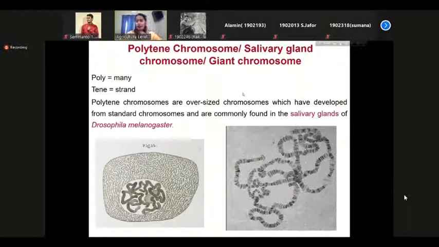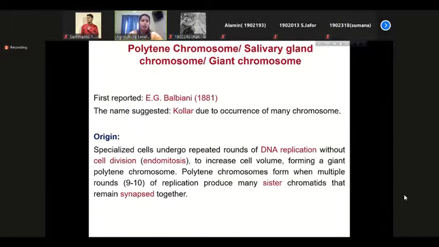It is found in the salivary gland of Drosophila melanogaster, that means the fruit fly. That's why it is also called salivary gland chromosome. And sometimes it's called giant chromosome because it is a big structure. It was first reported by Balbiani in 1881, and the name was given by Kollar due to the occurrence of many chromatids. Origin: specialized cells undergo repeated rounds of DNA replication without cell division. It's also called endomitosis. This increases the cell volume, forming a giant polytene chromosome.